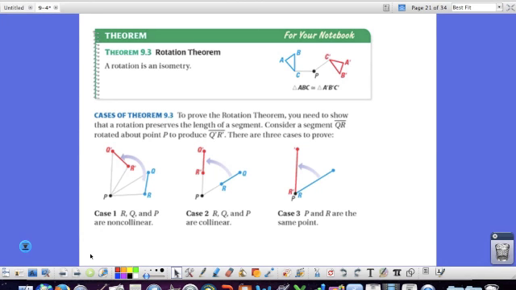Theorem 9.3 is just that rotations are an isometry. So rotation is an isometry. And whenever we're rotating, the figures are going to be congruent.